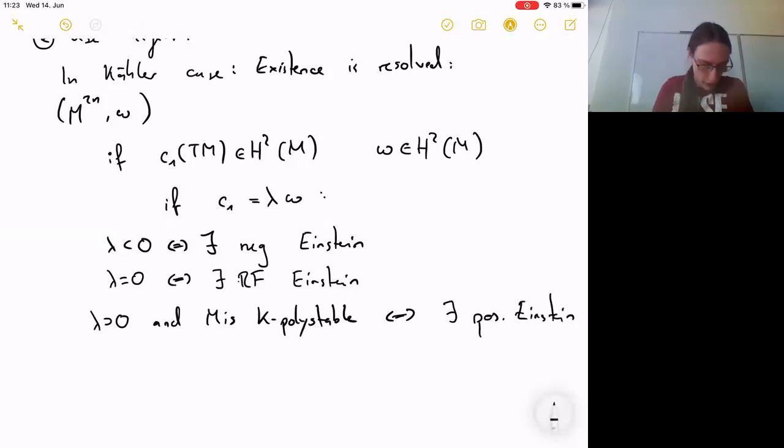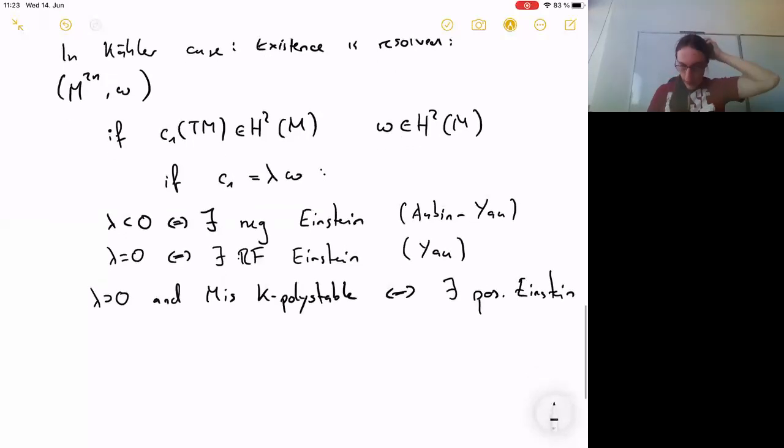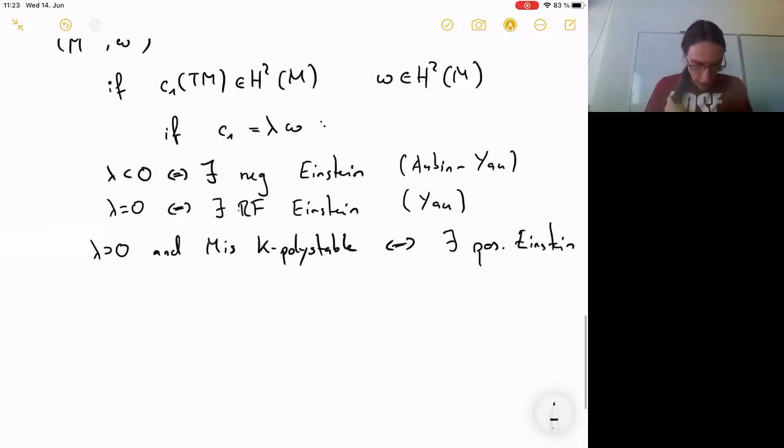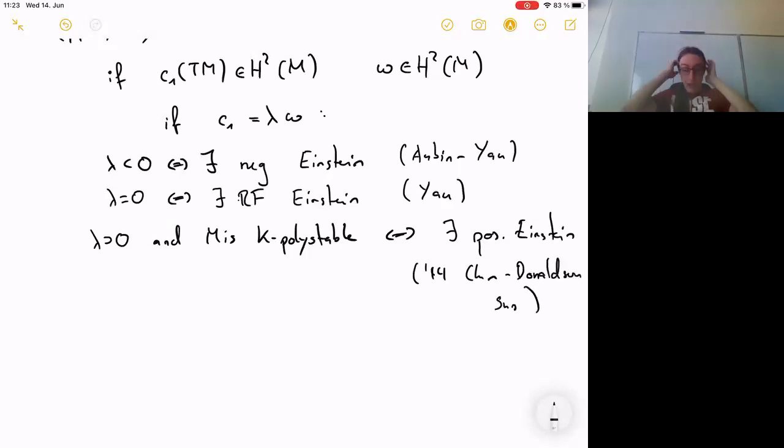So, very celebrated theorems. The first two go back to the 80s. I wrote this down. So this one is Aubin and Yau. This is also Yau. Famous, yeah, this is the Calabi conjecture. And the positive case is a lot more recent. This is 2014 by Chen, Donaldson, and Sun. Yeah, so in the Kähler case, the existence question is completely resolved.